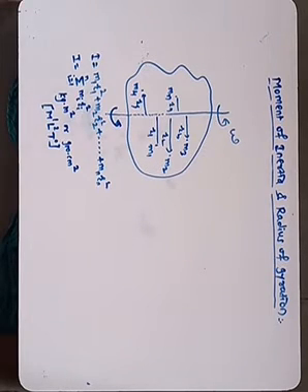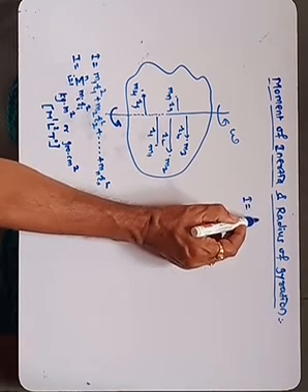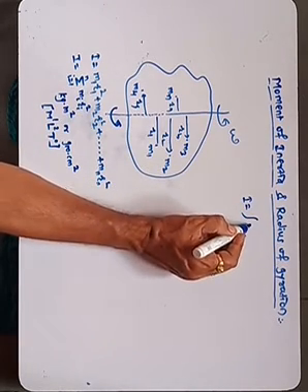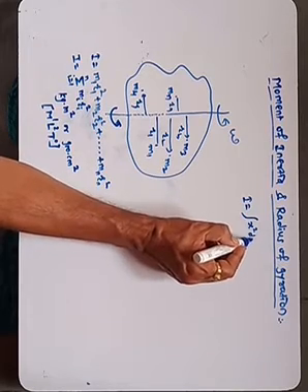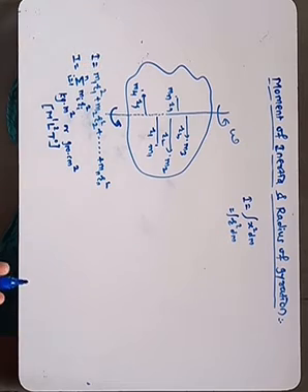Now suppose we consider a uniform distribution of a rigid body, then this can also be written like this: I is equal to the integration of x square dm, or r square dm, or y square dm, like that. This is all about moment of inertia.